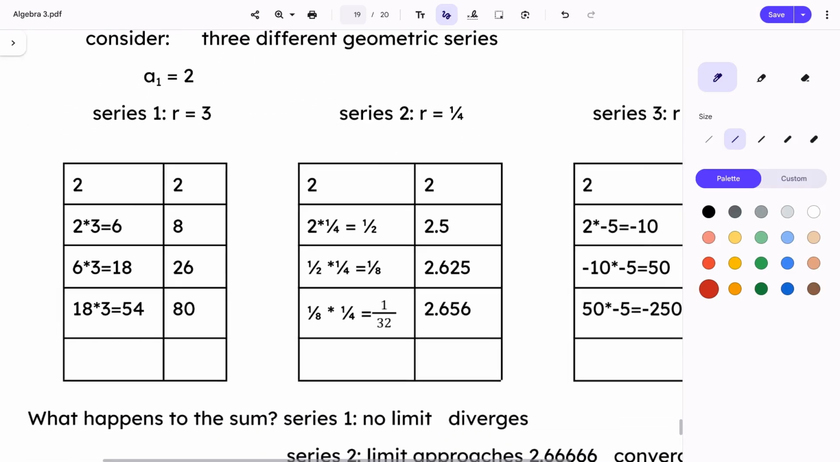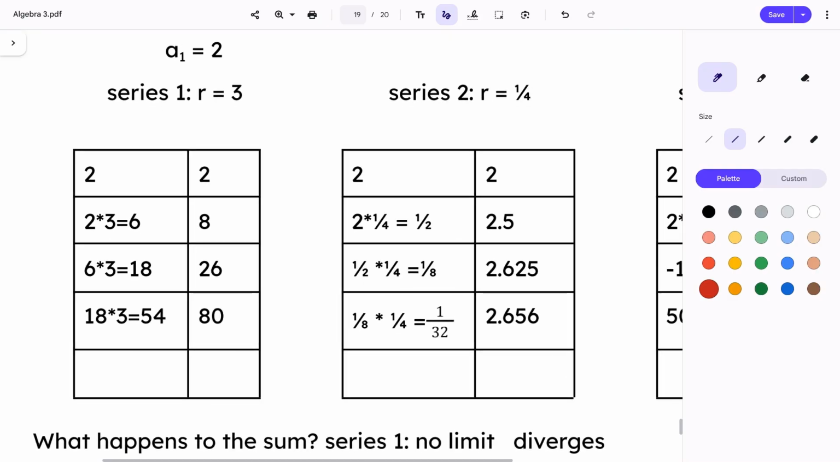So series number 1 says that my first term is a 2 and that my r is a 3. So my ratio is a 3. That means that they're multiplying by 3 every time. So they took 2 times 3 to get 6. They took 6 times 3 to get 18. 18 times 3 to get 54. That's where they're getting these numbers from.